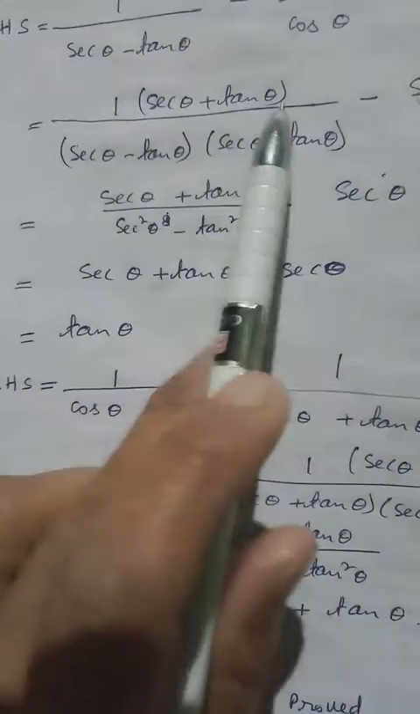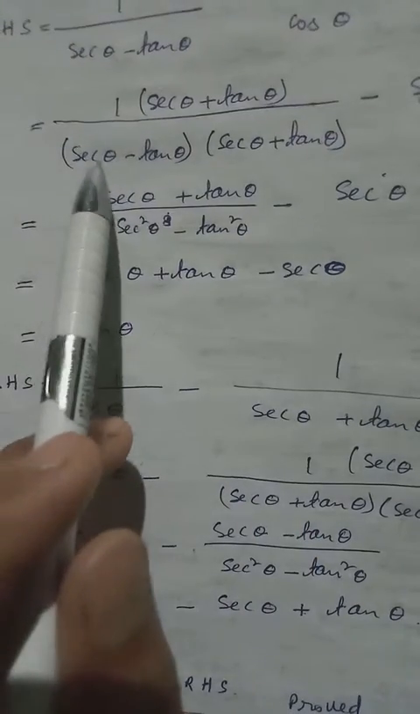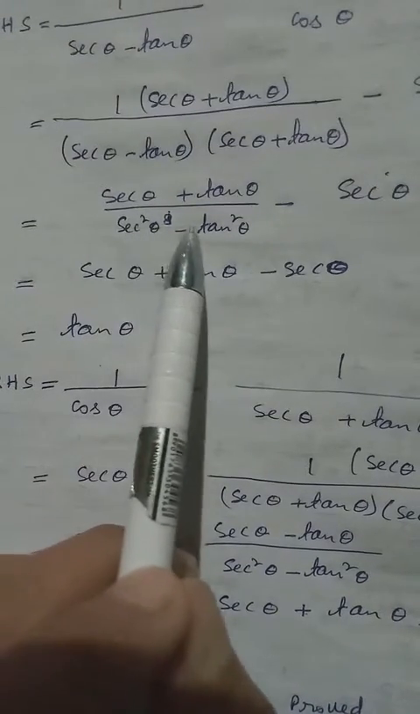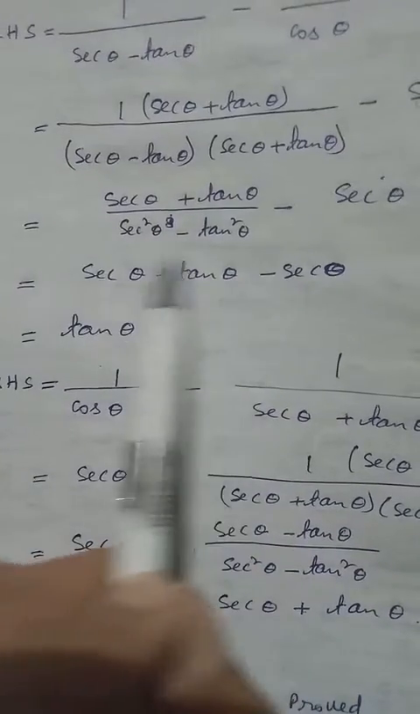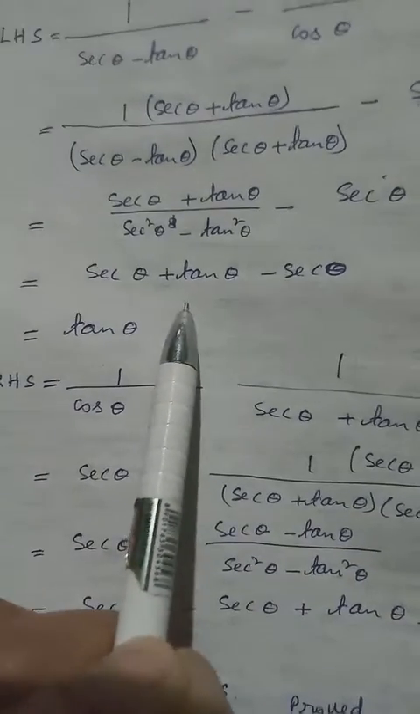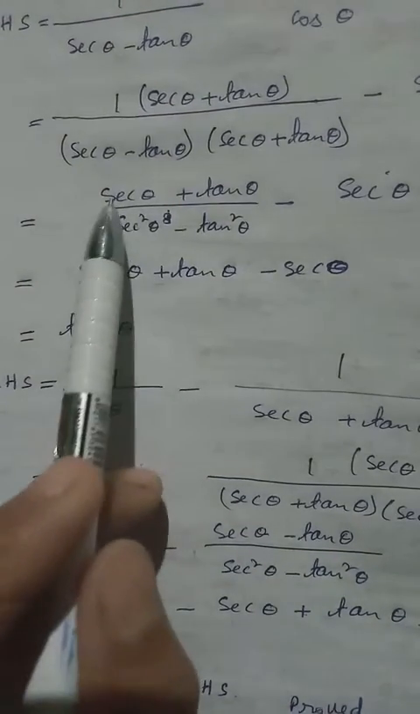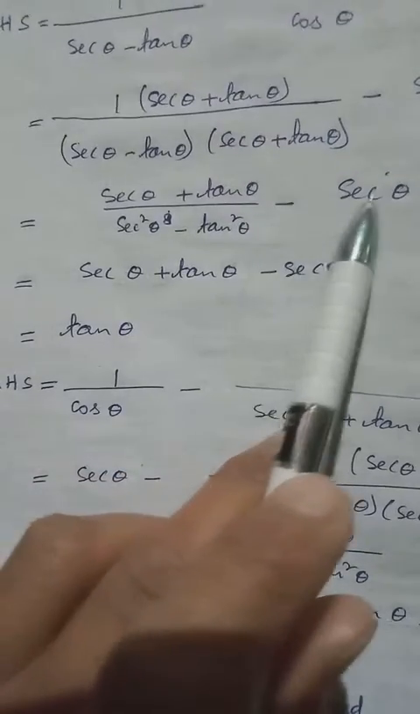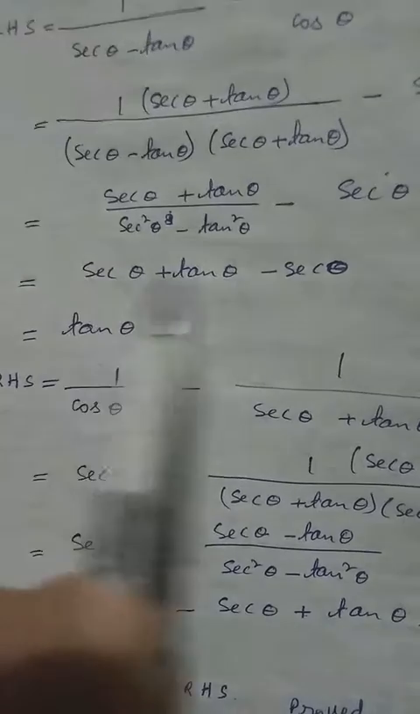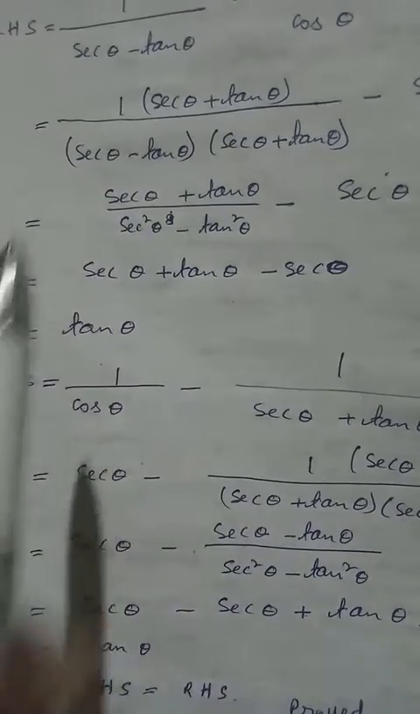Then here numerator we cannot do anything. Down we have a plus b, a minus b. We can apply it a square minus b square. Then from identity we know that sec square minus tan square equal 1. Then we are left with sec theta plus tan theta minus sec theta. Sec theta minus sec theta plus. So it can cancel. It is equal to tan theta.